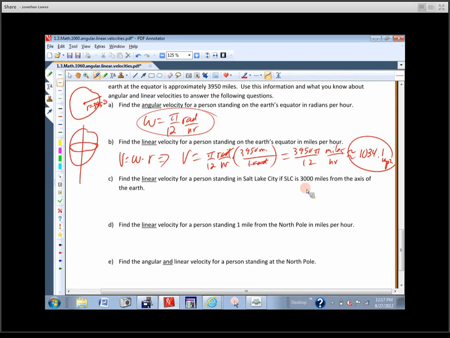Faster or slower? Slower. Why? Because it's a shorter radius, we're closest to the axis of rotation. Okay, is the way we'd say that. So our velocity here in Salt Lake City is going to be pi 12ths radians per hour times 3,000 miles. And somebody's going to be kind enough to throw that in their calculator. So what's 3,000 pi divided by 12?